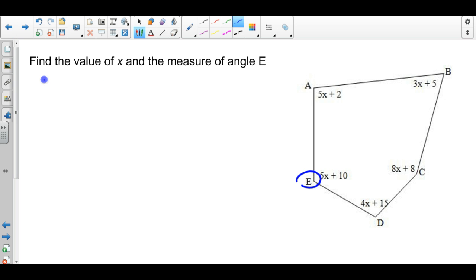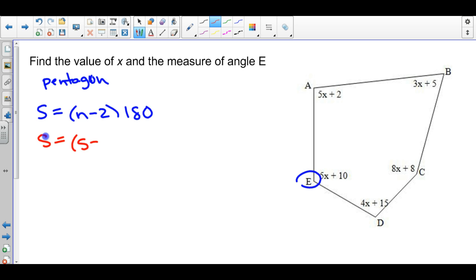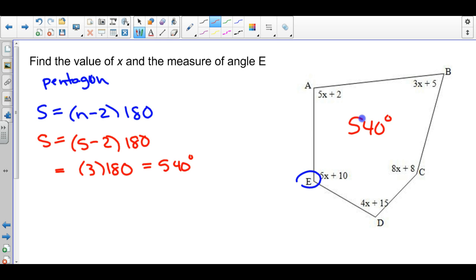It looks like a 5-sided figure, which is a pentagon. And we need to figure out what the sum of the interior angles is, since all of these quantities represent interior angles. So I'm going to use the formula that says S equals n minus 2 times 180. And we are given that it is a 5-sided figure. So I'm going to do 5 minus 2 times 180. Simplify, that gives me 3 times 180. So you end up with an interior angle sum, meaning if I add all those angles together, I'm going to end up with a total of 540 degrees between all of these 5 angles added up.